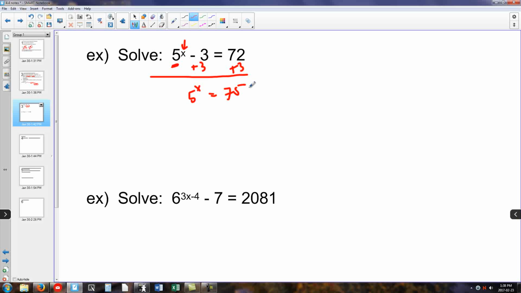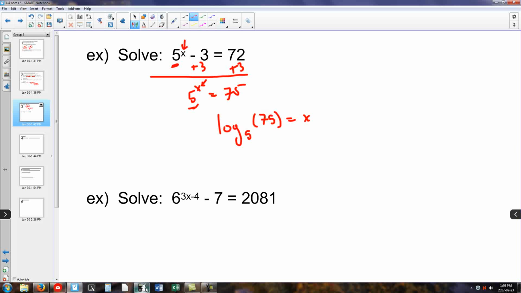Now you might say, oh, I can divide by 5, but hold on. That 5 is part of the exponential. So it's at this point, when I have the base and the exponent, that I'm going to go to log form. The base of the log should be 5, and the log equals the exponent. Well, the exponent was x, and so the leftover 75 goes here.